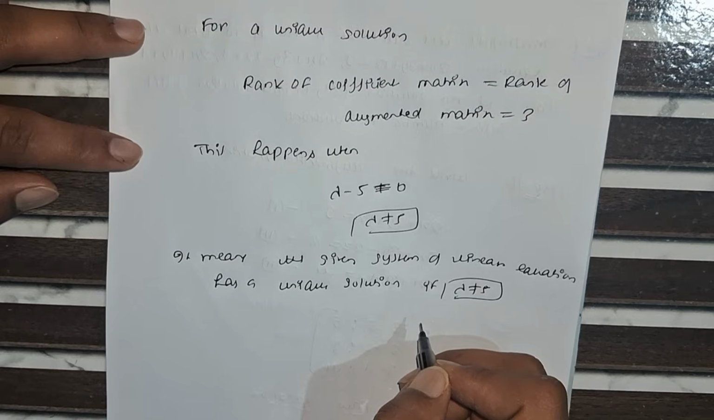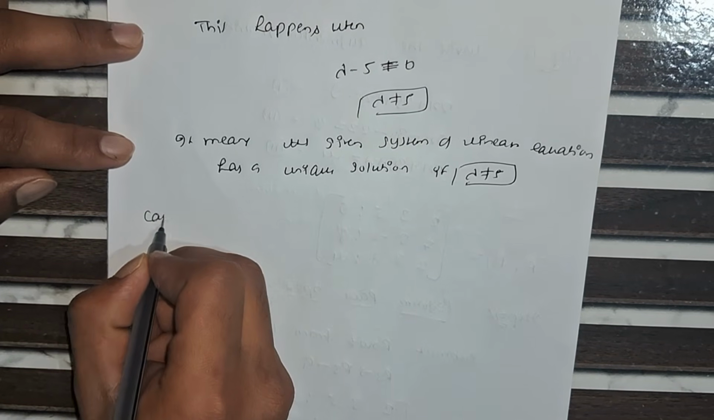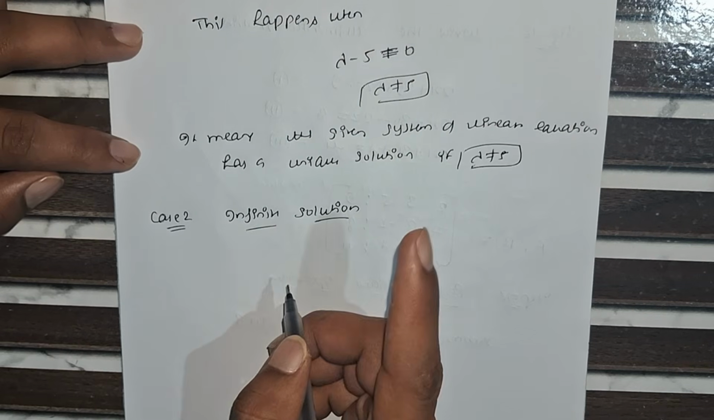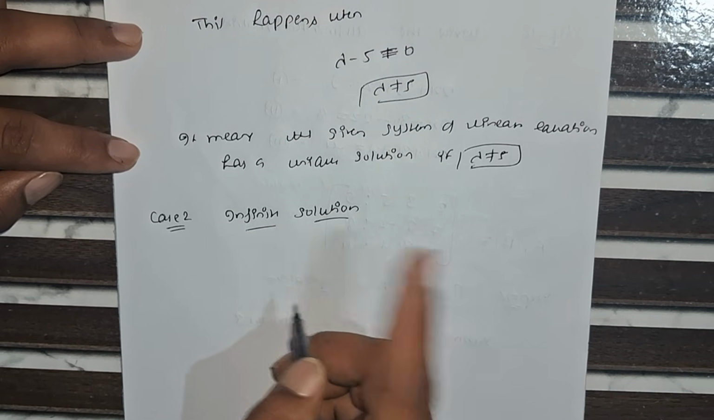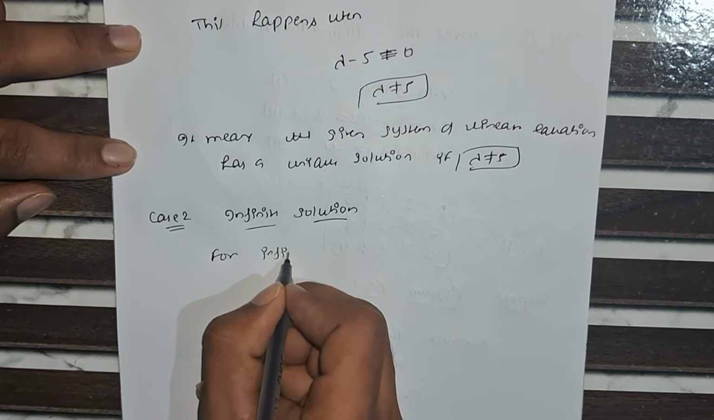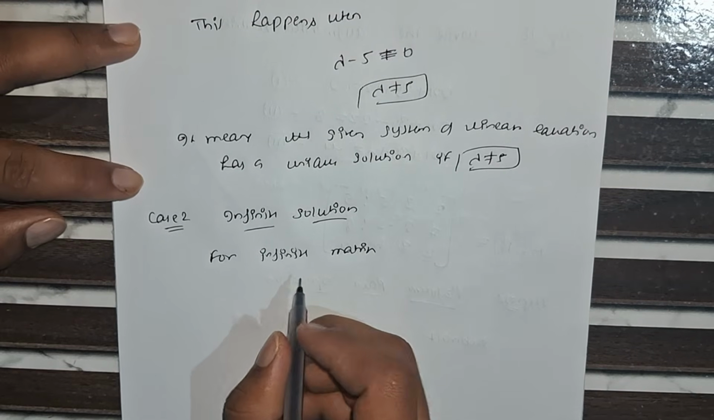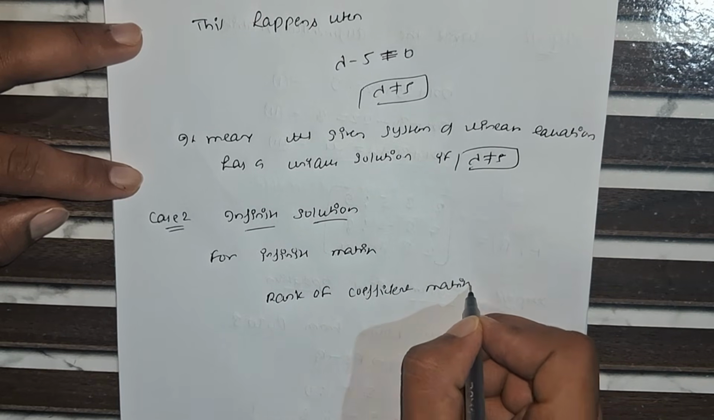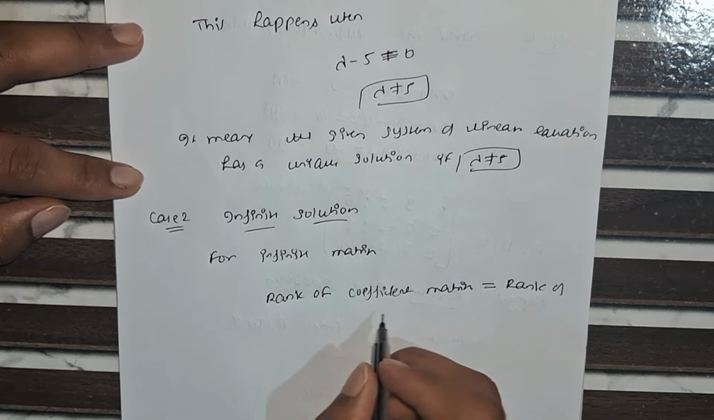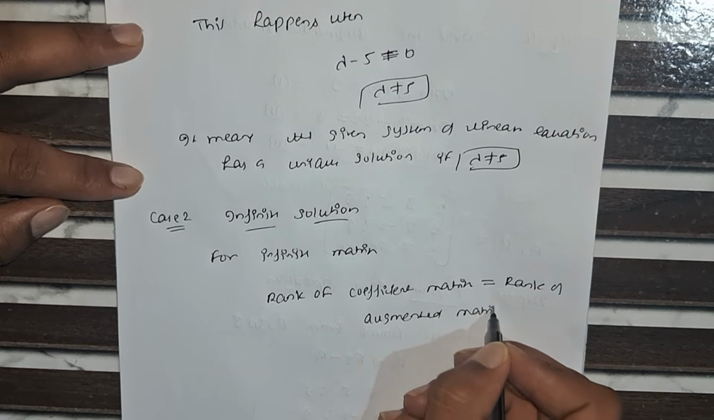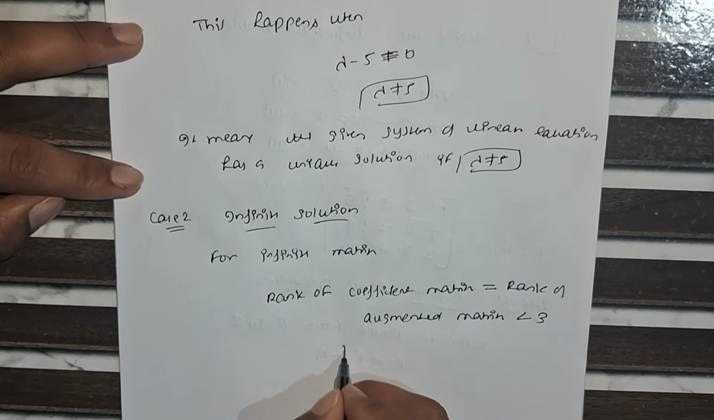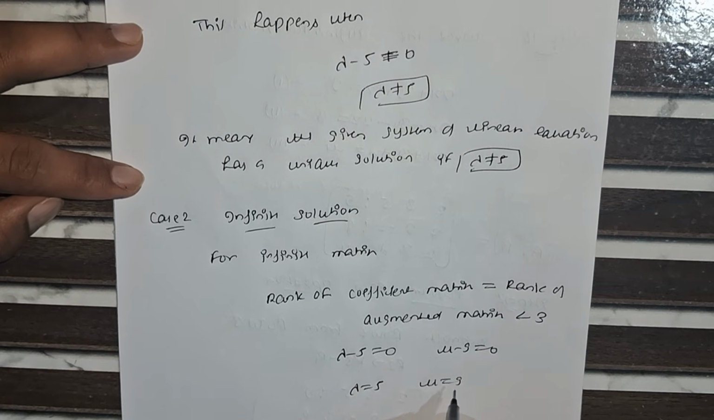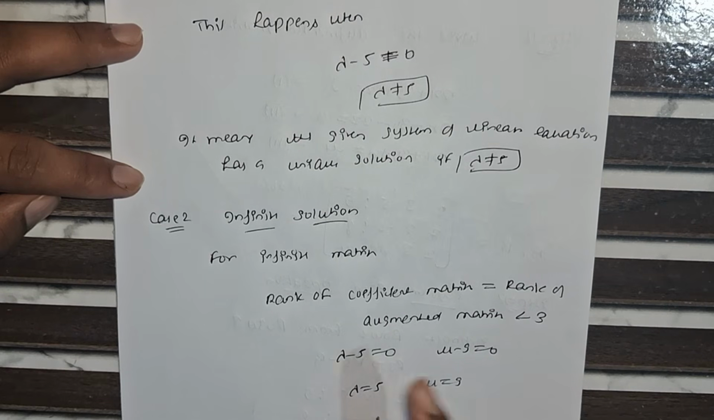Now move to our second case, which is infinite solutions. For infinite solutions, the rank of the coefficient matrix equals the rank of the augmented matrix, which is less than 3. This requires lambda minus 5 equal to 0 and mu minus 9 equal to 0. It means lambda equals 5 and mu equals 9.